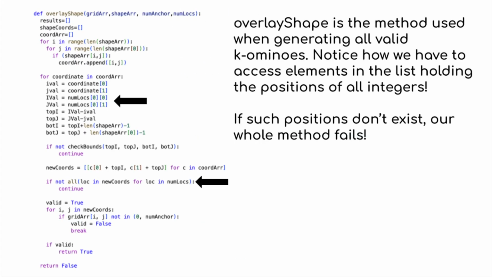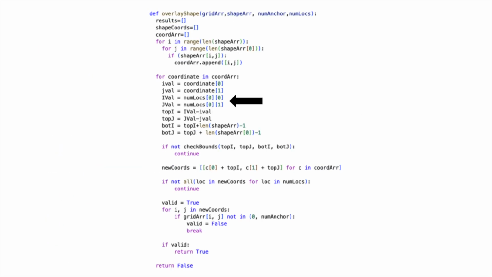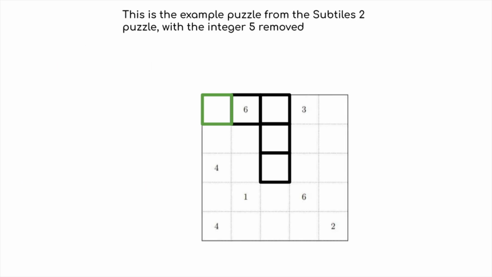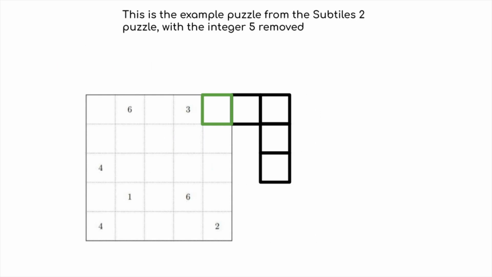When we look at the method that requires this list, overlay shape, we can see that what we do is we fix a position representing the location of an integer k on the board, and we go through every block in our k-omino to overlay the k-omino onto that position on the board. Now, since we don't have any integer on the board, what we're going to be doing instead is anchoring down our k-omino and choosing one fixed point. Then, we can imagine moving the entire board around this one point.